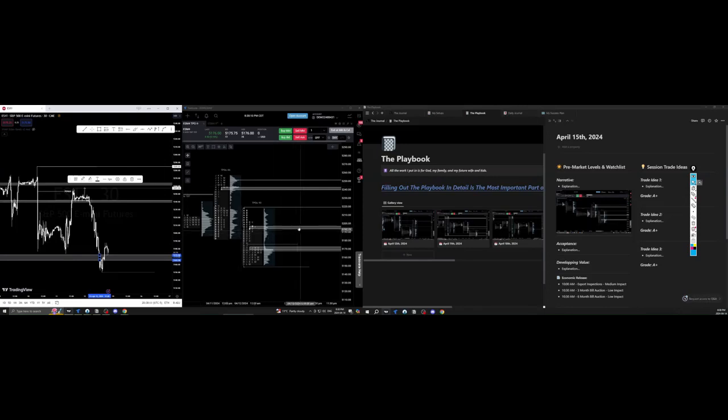To what? 250.93. Wait, what? Oh, got the wrong one. I'm actually gonna make this slightly larger just because of the point of control. Yeah, so it's 5167. About here. Alright, so that's the first level that we have marked up.